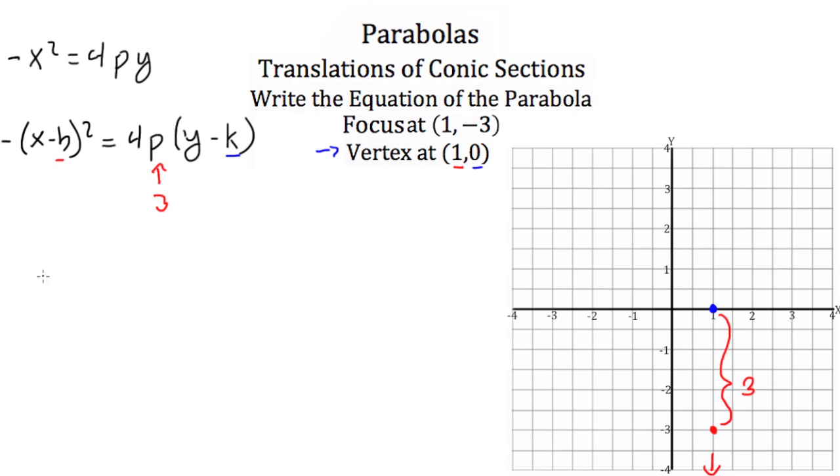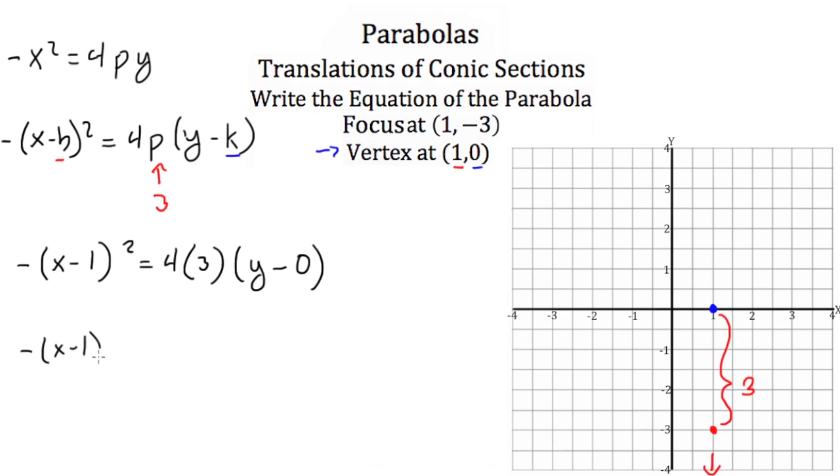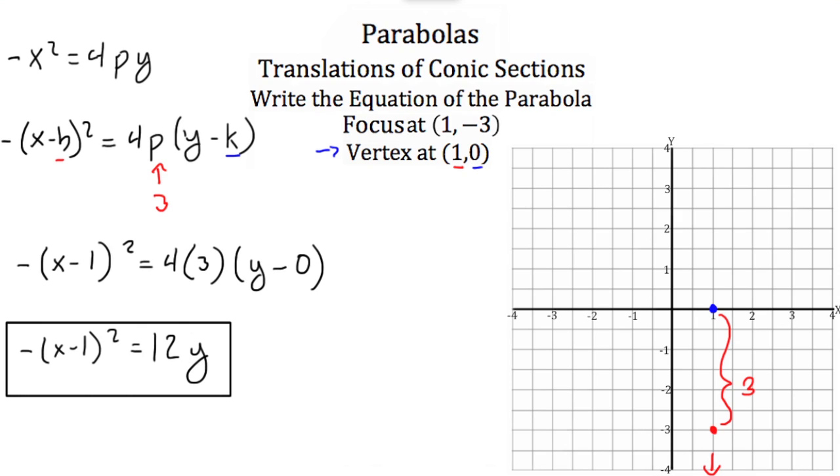So if I plug all these values in, I'll have negative x minus 1 squared is equal to 4 times 3 times y minus 0. So my equation then is negative x minus 1 squared is equal to 12y. And that would be our equation of a parabola that has its vertex at 1, 0 and its focus at 1, negative 3. So it's important to notice that even though we're using a slightly different equation, one with this x minus h and y minus k, p still tells us the distance between our focus and our vertex, or our vertex and our directrix.